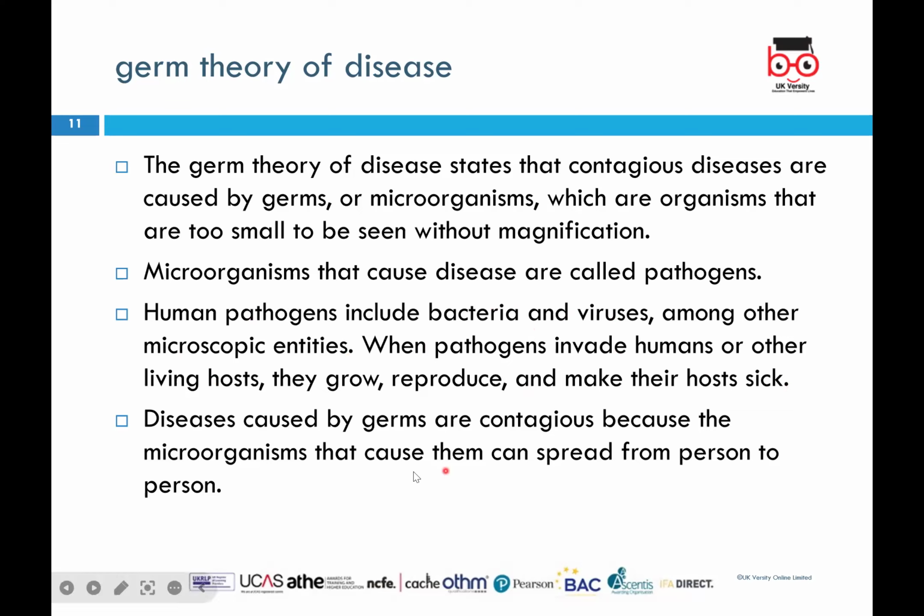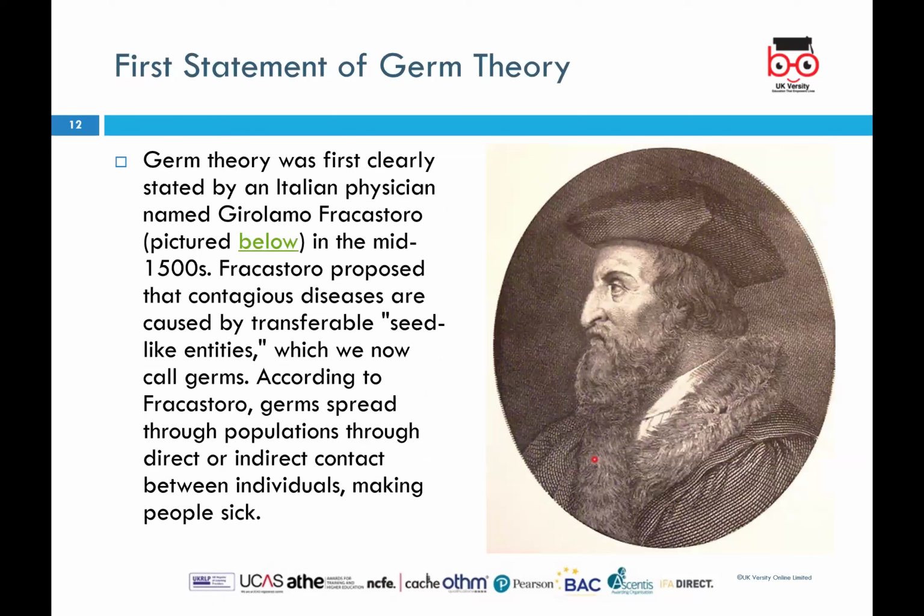Diseases that are caused by germs are contagious. Now, what is contagious? They can be transmitted from one person to another. Some contagious diseases can be transmitted from non-humans, such as animals, to humans. For instance, bird flu could be transmitted from animals to humans, but it is very rare. So that is what contagious diseases are.